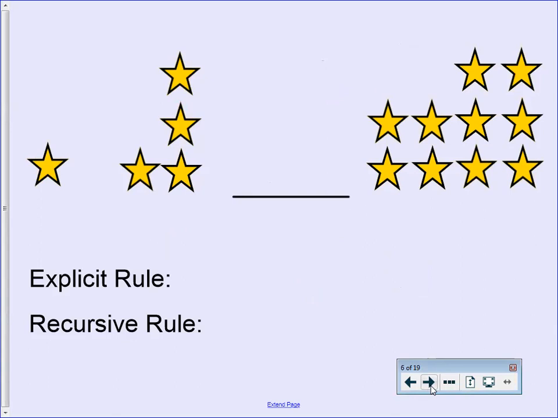All right, let's try this one now. I've got these sets of stars. I have 1 star here. I have 4 stars here. I have 10 stars on the last one. How many stars would be in the third one? Figure that out.